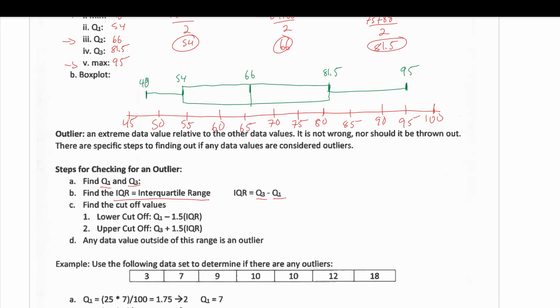Then we have what we call fences, or lower and upper cutoffs. For your lower fence and your upper fence, we have this formula. It's your first quartile minus 1.5 times your interquartile range. And for the upper cutoff, we have the third quartile plus 1.5 times the interquartile range. Any data value that's to the left of the lower or to the right of the upper fence will be considered an outlier. And that's how we determine what an outlier is, at least in this context.